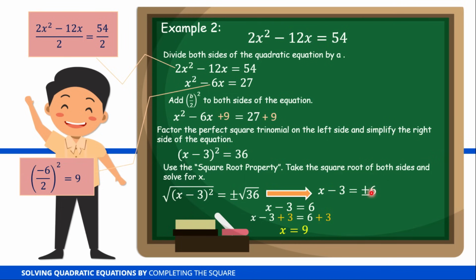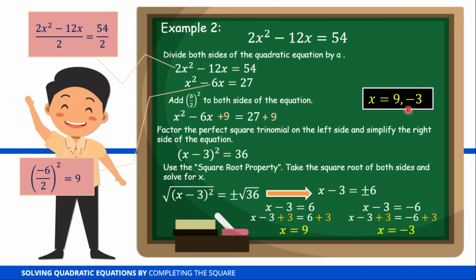Now, let's have negative 6. X minus 3 is equal to negative 6. Again, mag-add tayo ng positive 3 on both sides of the equation para ma-eliminate si negative 3. So, this will become 0. Maiiwan ang x. And then negative 6 plus 3, answer is negative 3. Ang roots na nakuha natin ngayon ay 9 at negative 3.